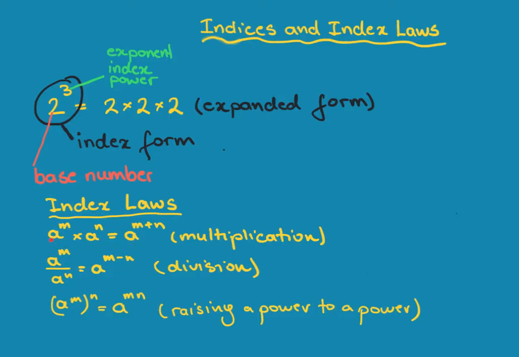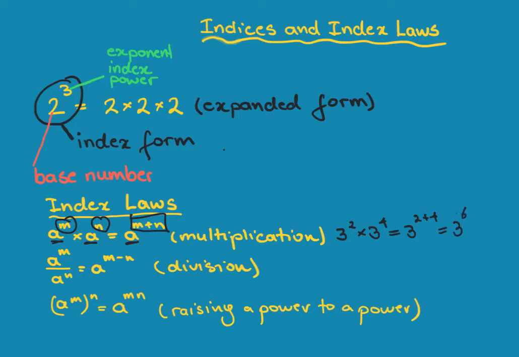If we, for example, have a to the power of m times a to the power of n, it is equal to, please note, we have to have the same base. In this case this is a. We copy the base, and then what we do with the powers is add them together. Let's have a look at an example. So 3 to the power of 2 times 3 to the power of 4 is equal to 3 to the power of 2 plus 4, which is 3 to the power of 6.